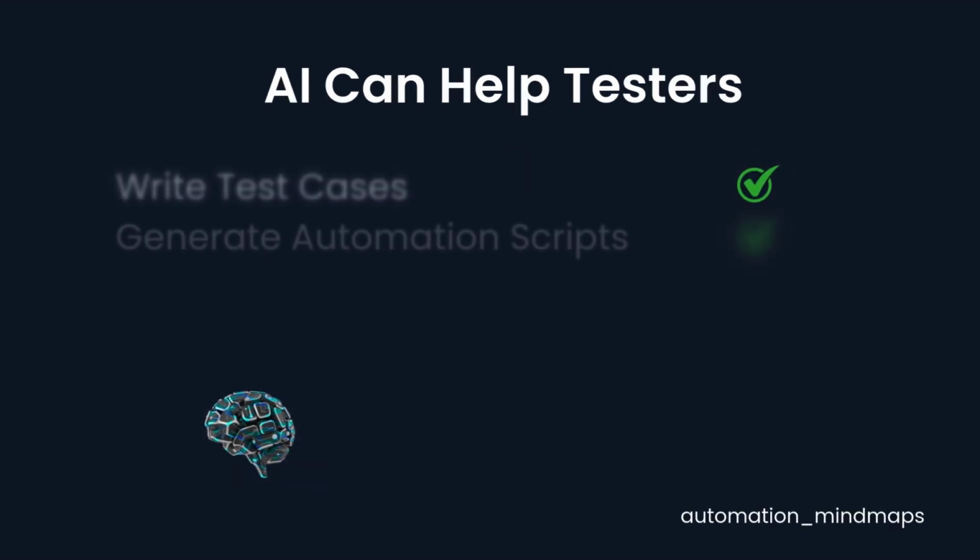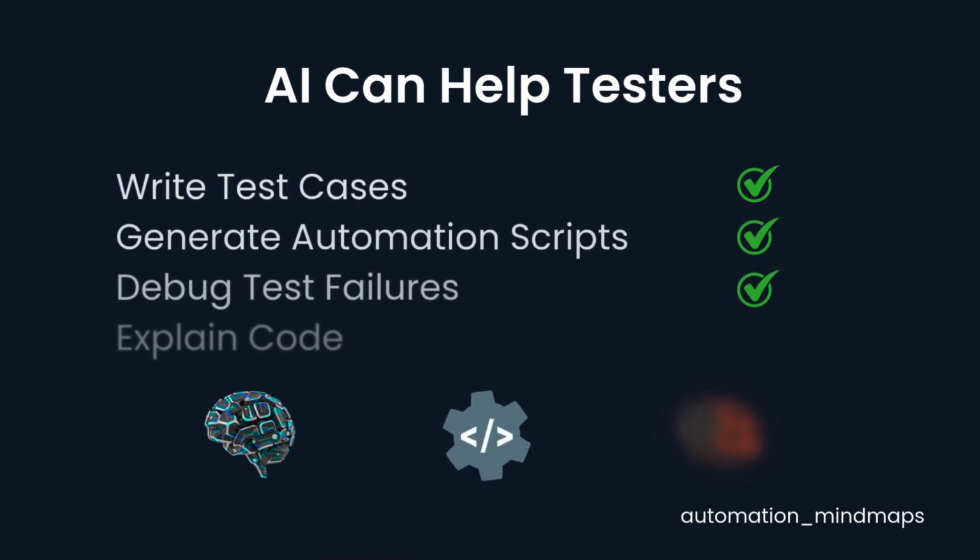AI is becoming incredibly useful for automation testers. It can help generate test cases, write automation scripts, explain complex code, and even help debug failing tests. Many testers today are already using tools like ChatGPT or Claude to speed up their work. But there is an important problem with this approach, and this is something most testers don't realize at first.